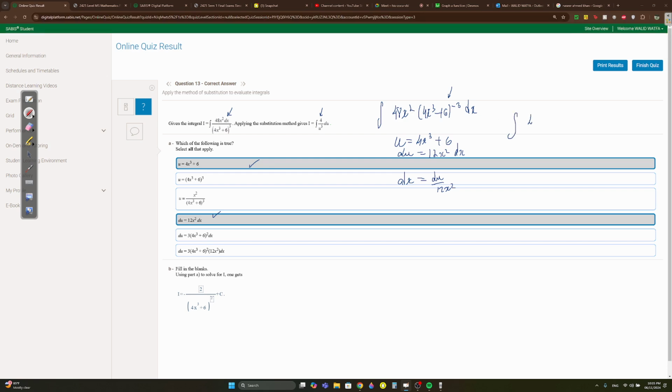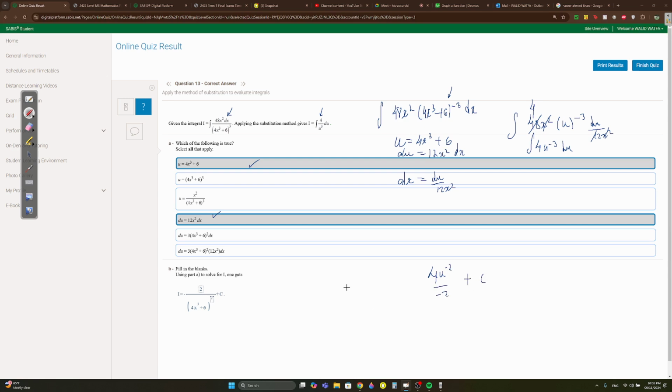It's going to be integral 48x squared times u to the power of minus 3. Why u? Because we said 4x cubed plus 6 is my u. Then du over 12x squared, I substituted dx with du over 12x squared. 48 over 12 is 4, and x squared cancels. You're going to be left with integral 4u to the minus 3 du. So integrate this. Drag 4u down, add 1 to the power, divide by the power, plus c.